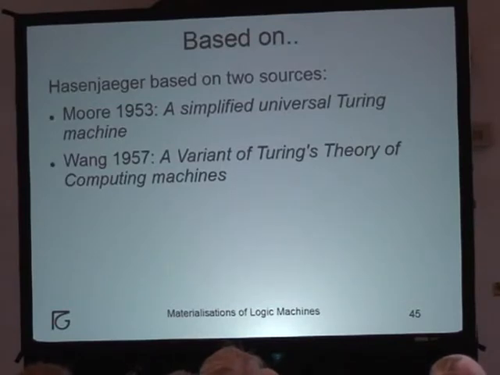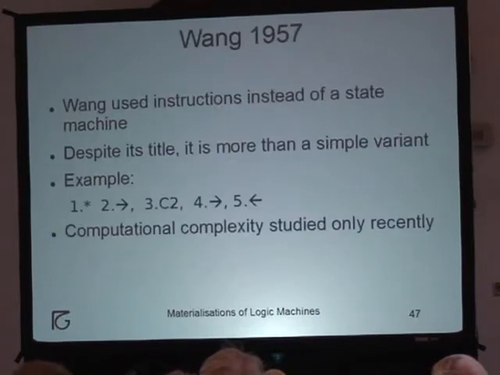Hasenjaeger based it on two scientific articles. Moore published a 1953 article about a simplified universal machine, and Wang, that's why he called his machines Wang, a variant of Turing's theory of computing machines, where Wang used instructions instead of a state machine, we would say today. Despite the title, it's more than a simple variant. But I give you an example of what Wang made. He said, well, the first instruction is punch, the second is go right, the third is conditional, go forward two places, and go back and go right, or go back to number two. Yes, that's what Wang said.